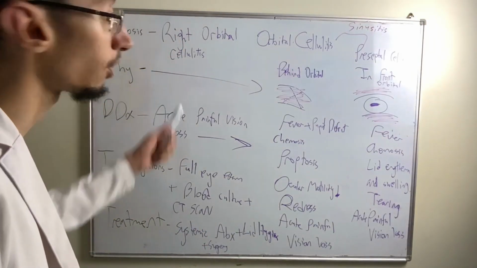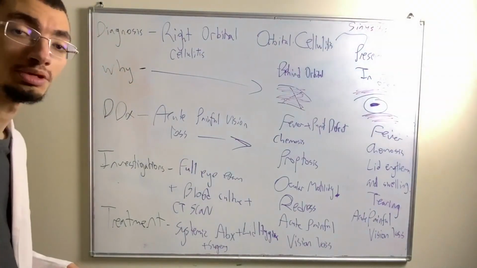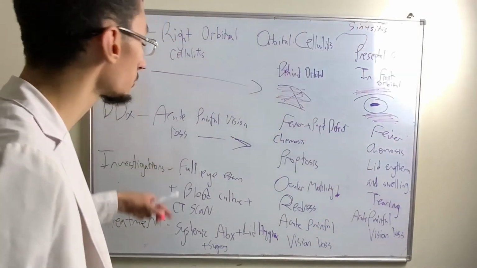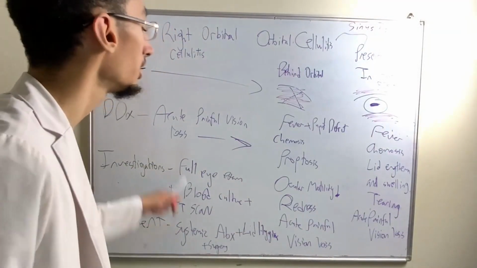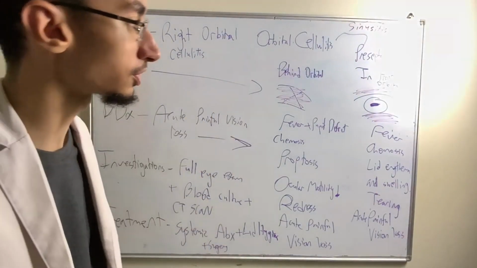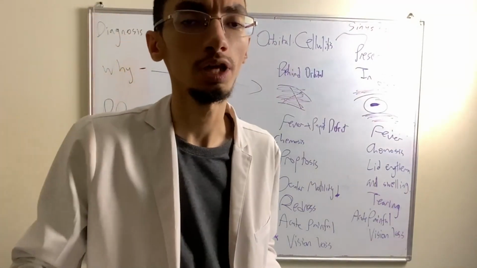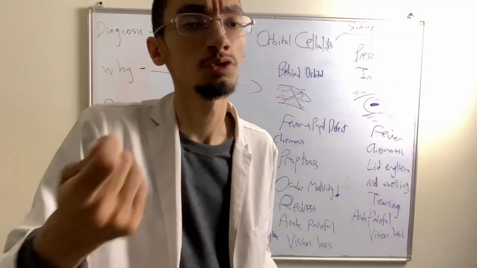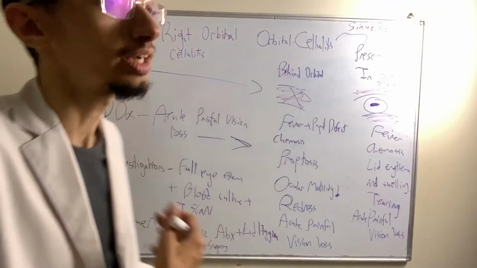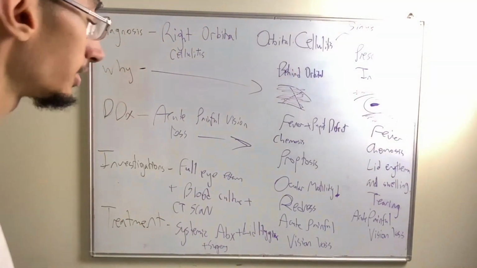Really, investigation for orbital cellulitis, you'll do full eye examination, the whole nine yards. You'll also do blood culture to determine the bacteria, and then you'll do a CT scan. Especially in orbital cellulitis with proptosis, you have to do CT scan because you never know. There might be an orbital abscess, and if there's an orbital abscess, you'll have to do surgical drainage, okay? But it's not as necessary in pre-septal cellulitis.